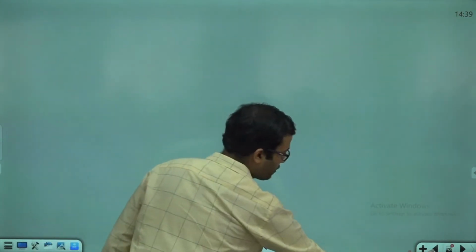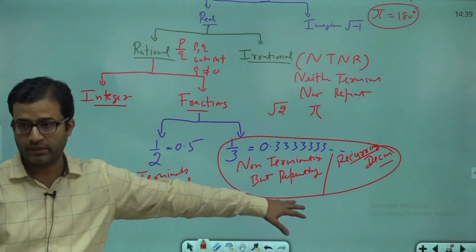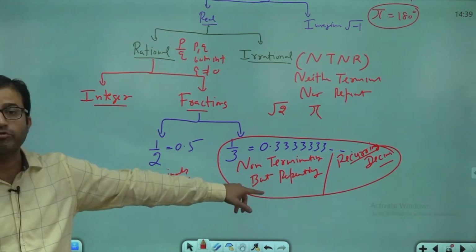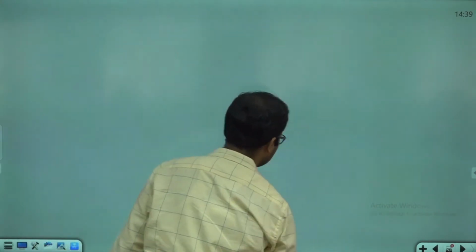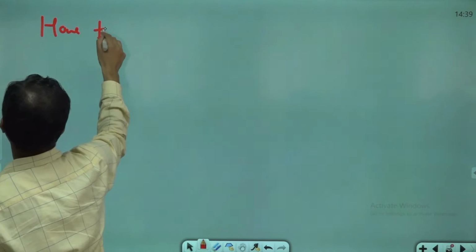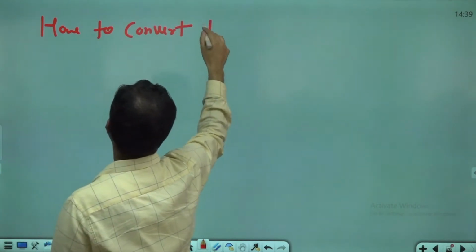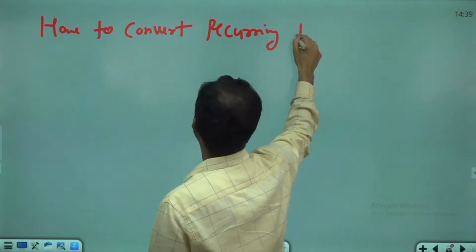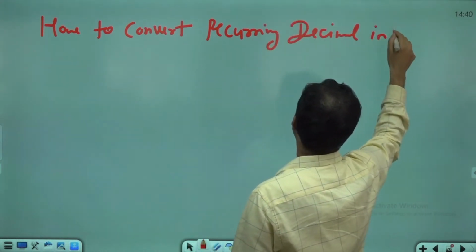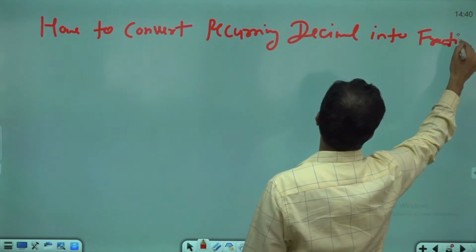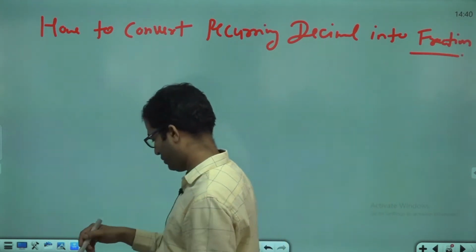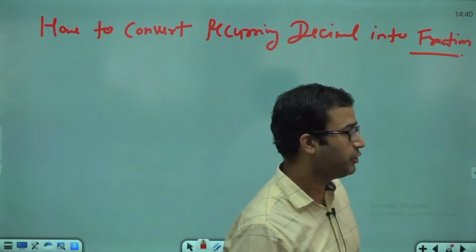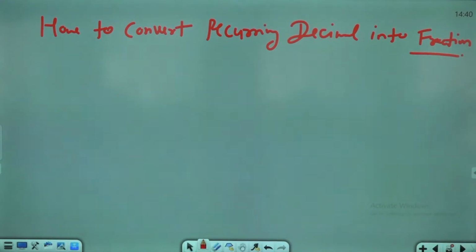Now here, my main concern is this recurring decimal. Okay, they have asked this, we have to convert this in fraction. So you put heading, how to convert recurring decimal into fraction.